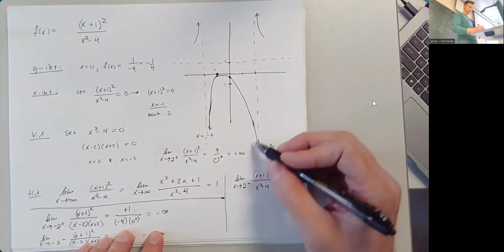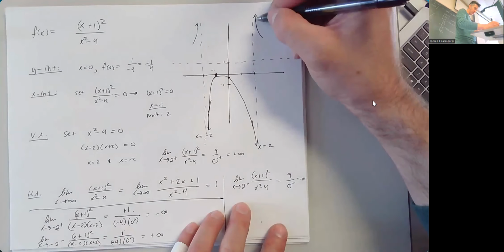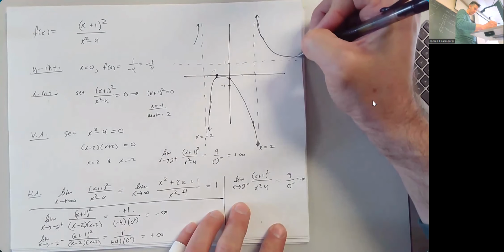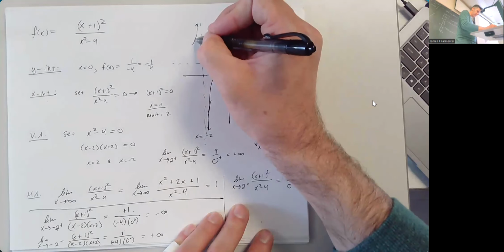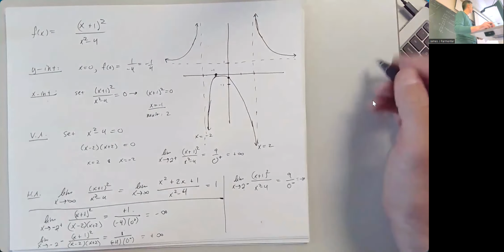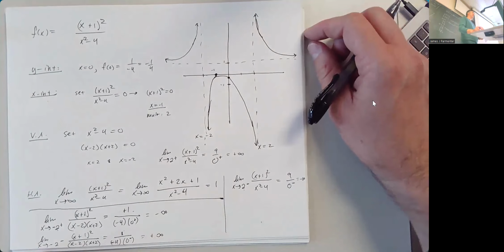And then on the other side here, I'm up there, and then I'm going to come down towards my horizontal asymptote. On the left side here, like that. That's how I would graph this.